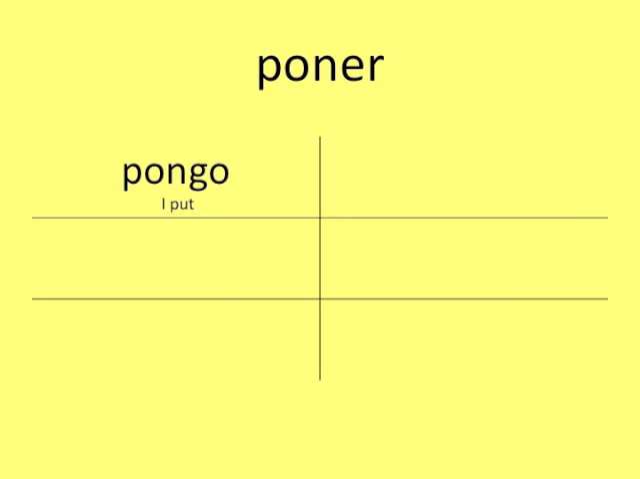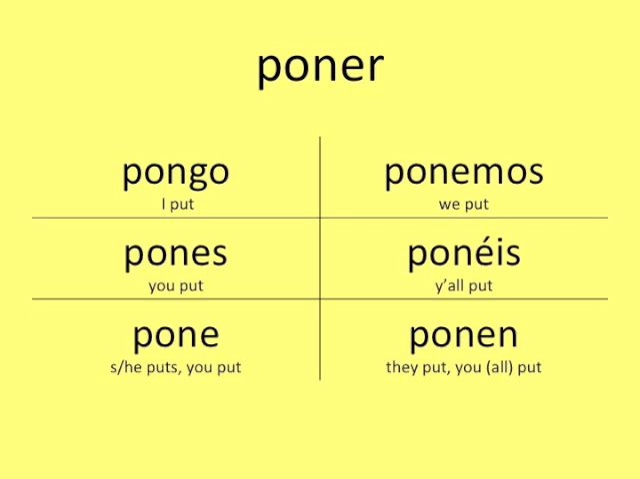The next go verb we're going to look at is poner. To form the yo form of poner, you're going to take off your ER ending and replace it with the GO ending. So we have the word pongo, I put or I place. The remaining 5 forms then are normal: pones, pone, ponemos, pones, and ponen.